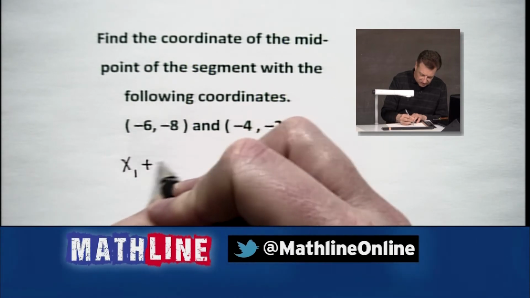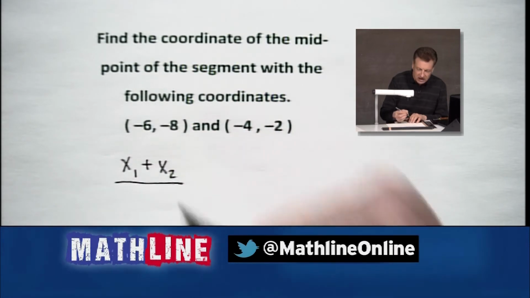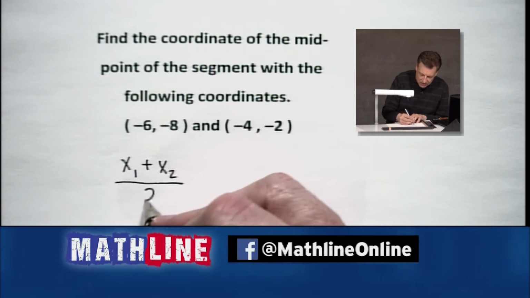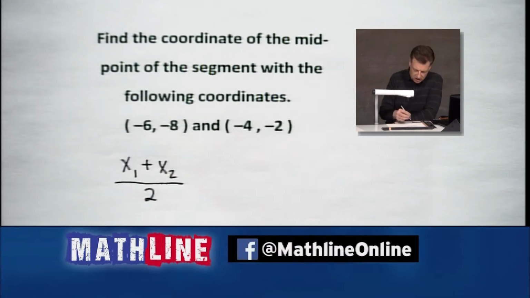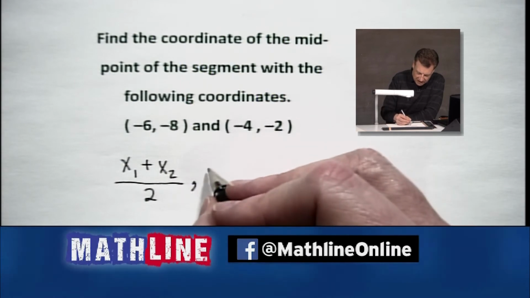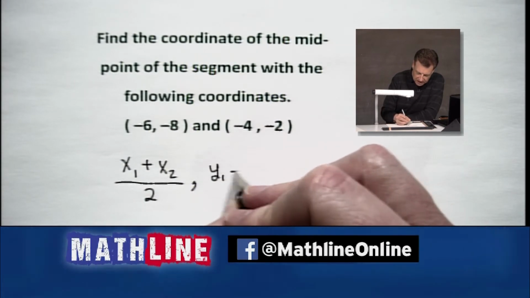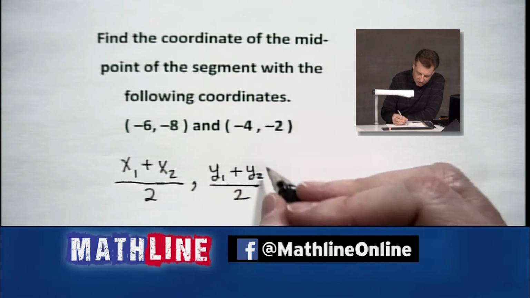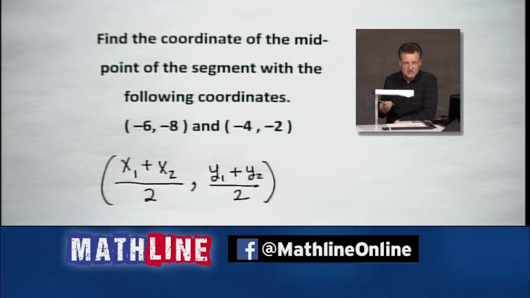I've got first x plus second x, or we call it x1, x2, or x sub 1, x sub 2, all those good things. We add them, and then we divide by 2. Play the same game for the y's: y1 plus y2, we'll divide that by 2. Remember, this looks like a big coordinate, because we're going to find an x value and we're going to find a y value. That's the game plan.